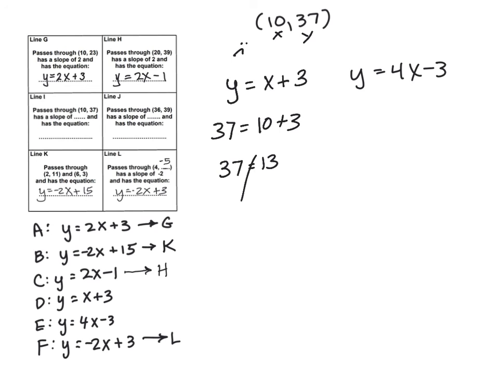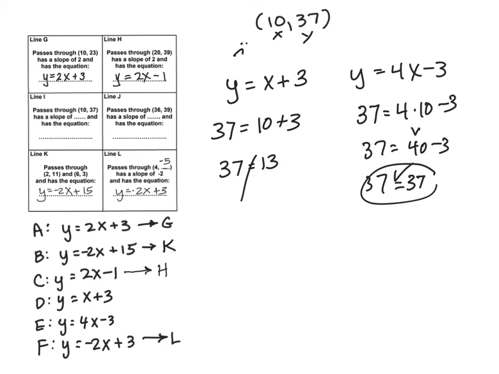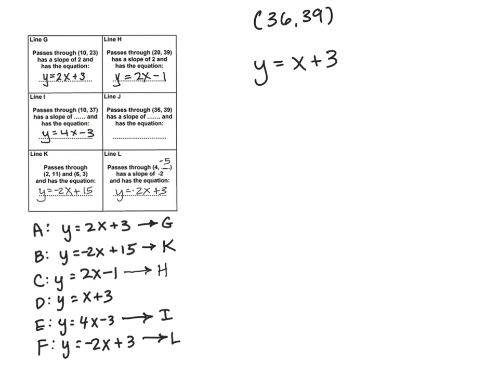Let's try the other one. In this case, instead of y, we have 37 is equal to 4 times 10 minus 3. Well, 4 times 10 is 40. And 40 minus 3 is 37. This one works. Yay! So we know that this point falls on the line with E. So that is going to be I. I filled it in on the card on the left. Oh, I forgot to write the slope. The slope is 4.